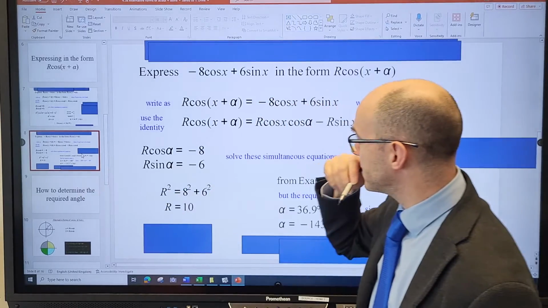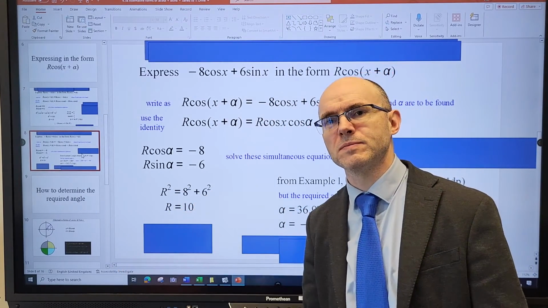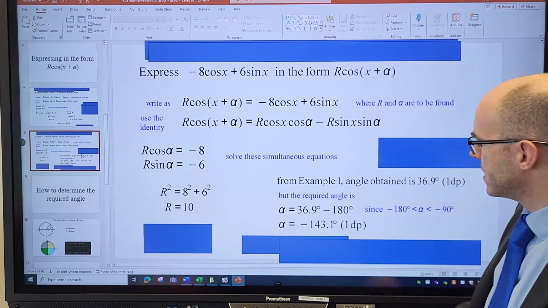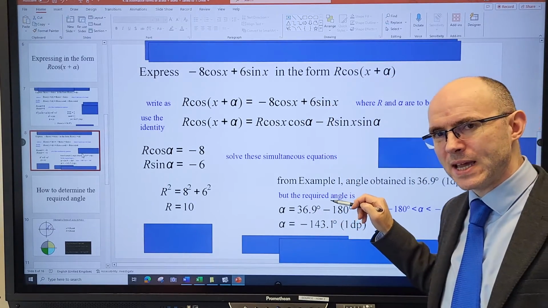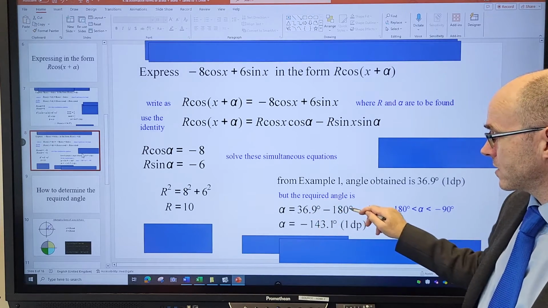So they're both negative. That means it's going to lie somewhere in the third quadrant, bottom left-hand quadrant. So that's how we know the angle is between negative 180 and negative 90. So you just do that, subtract 180.